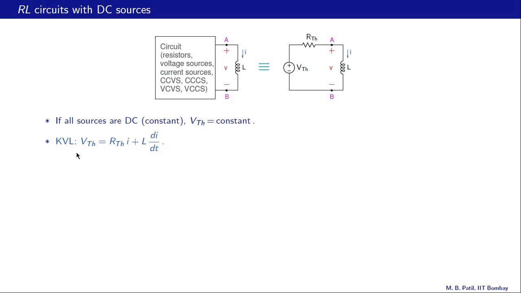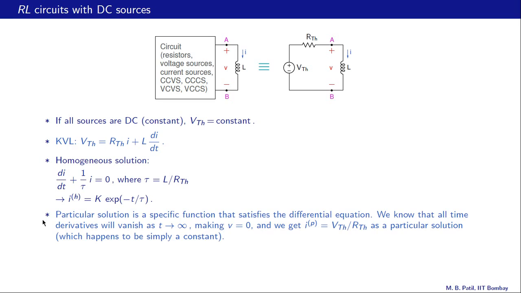To solve this differential equation, we first obtain the homogeneous solution, and we do that by replacing this forcing function with 0, and then we divide both sides by L. So we get di/dt plus 1 over tau times I equal to 0, where tau is L by RTH. This tau has units of time, and that is the circuit time constant. The homogeneous solution, indicated here with this superscript h, is then given by k times exponential minus t by tau, where this k is a constant.